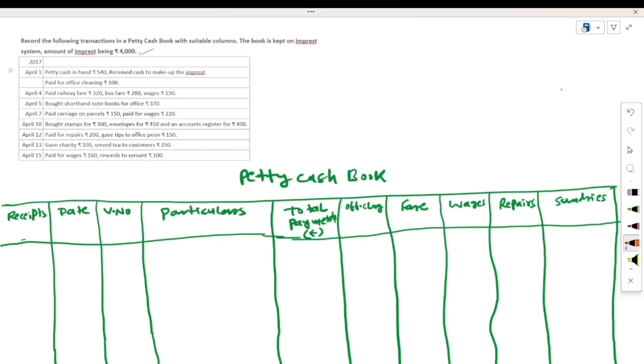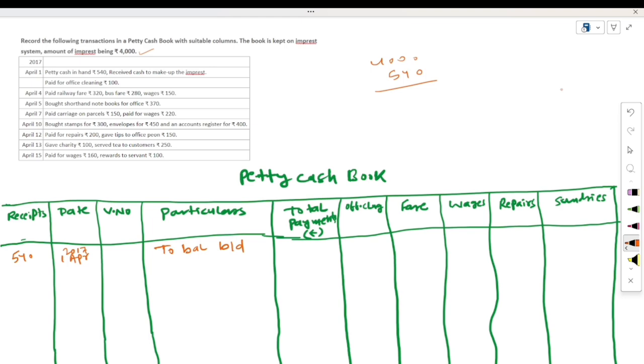Petty cash in hand, how much? 540. It means this is your opening balance. You will write here: to balance b/d, on 1st April 2017. This is your opening balance, in the sense of the previous month's balance.